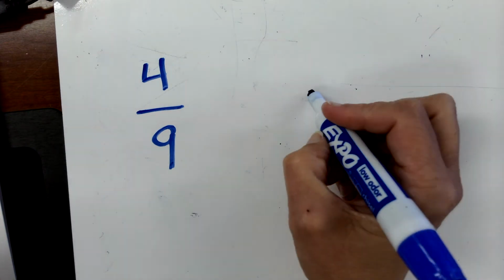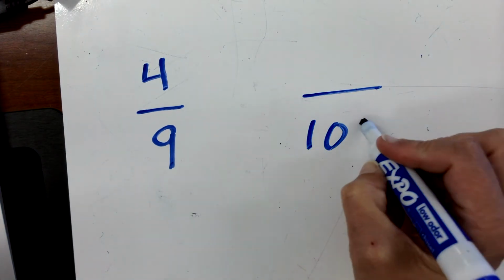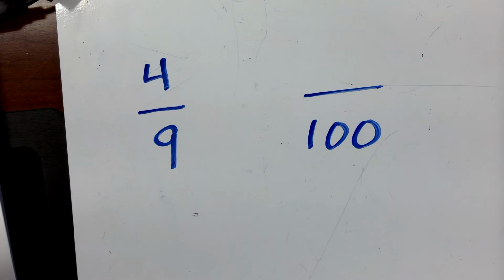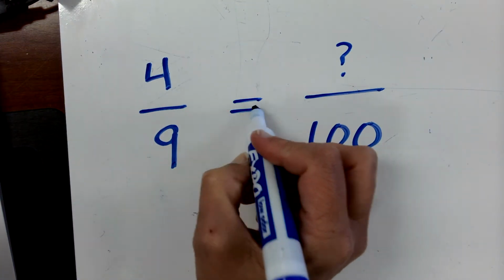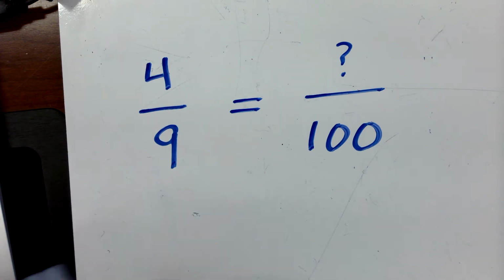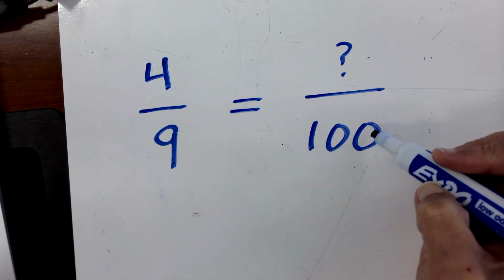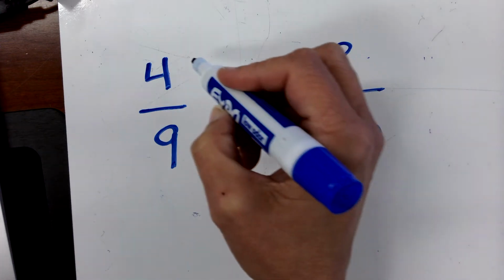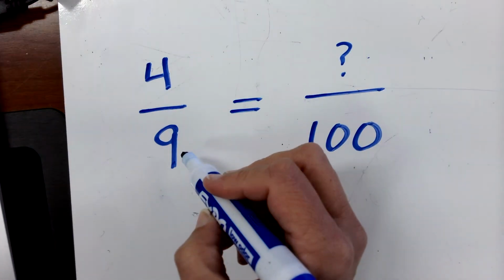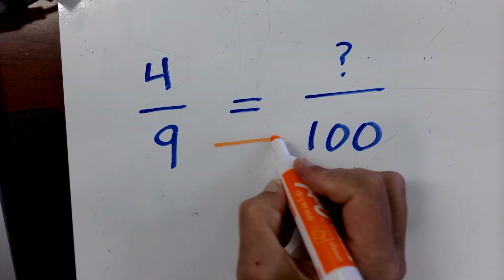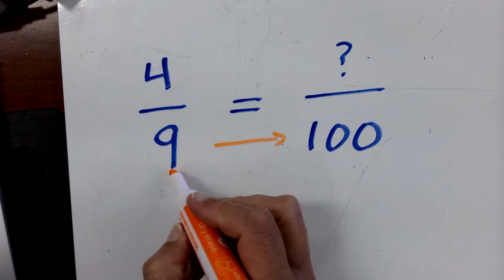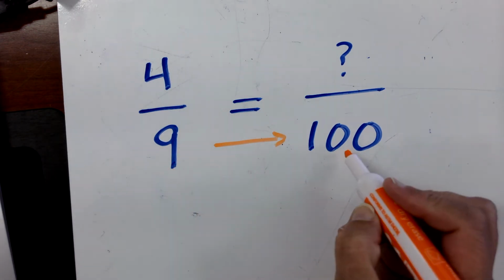And we want to turn that into a percentage, and a percentage is always out of 100. So we're trying to figure out what's the number up here that would make this a proportion where something out of 100 has the same relationship as 4 out of 9. So when we're looking at proportions, we've noticed that we can look this way and figure out, what do I do to the 9 to make it 100?